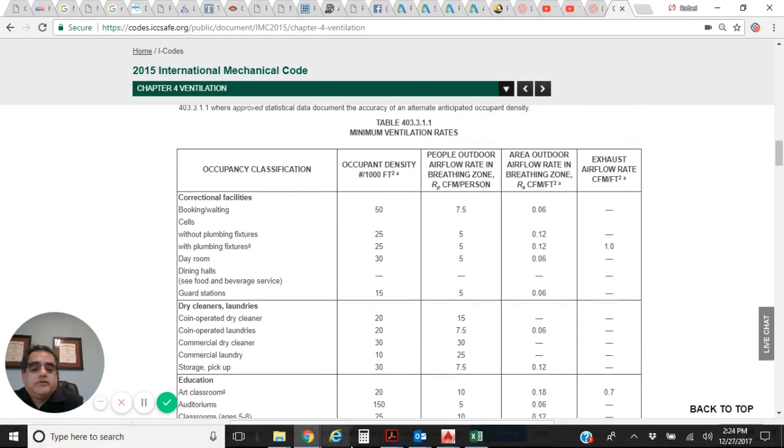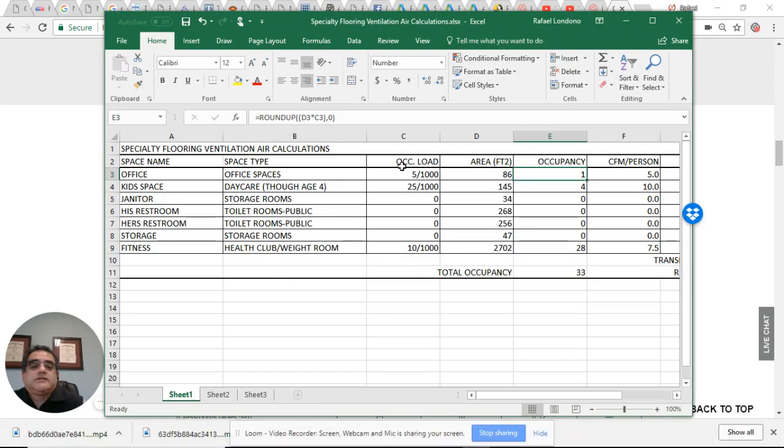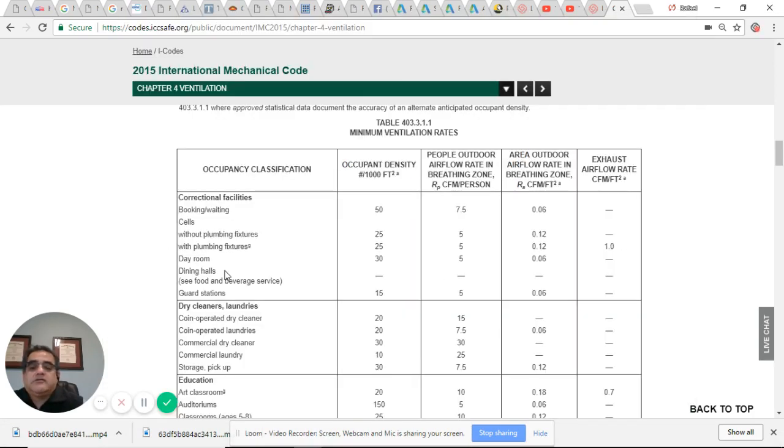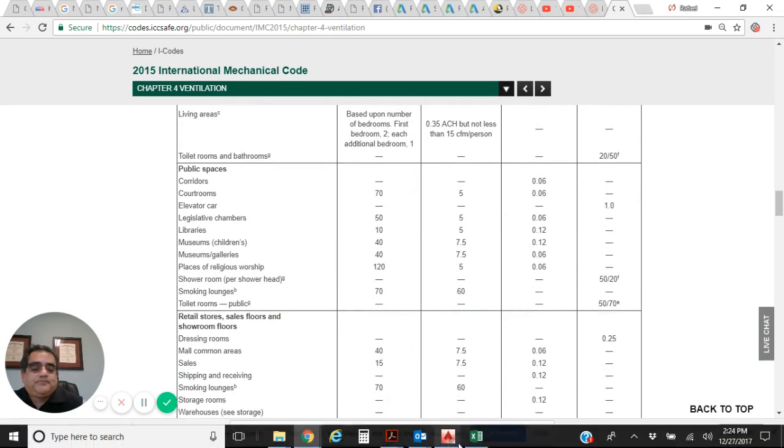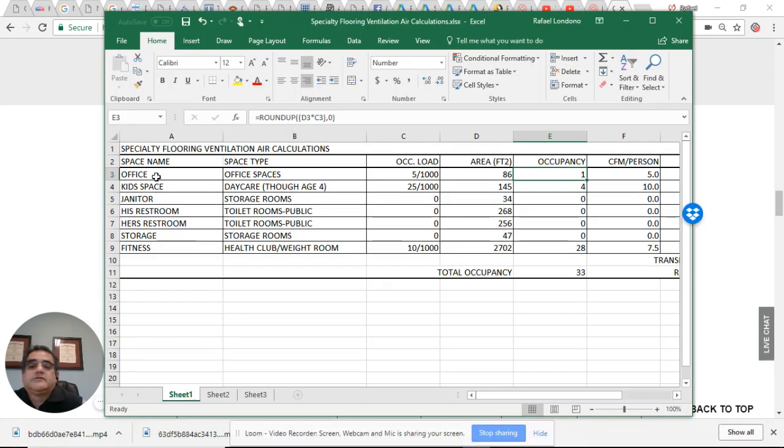So the first column on the spreadsheet is the density. This is the description of the space. This is the space type that is here on the first column, classification. So it sometimes is redundant because it's an office. I call it office spaces. Kid space, it's a daycare space. The janitor, I'll call it storage room. His and hers restrooms is a public toilet room. That's it. Storage they're called storage rooms.